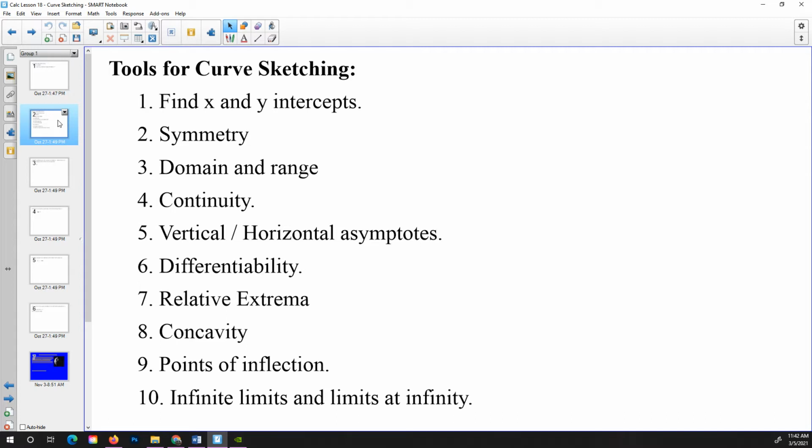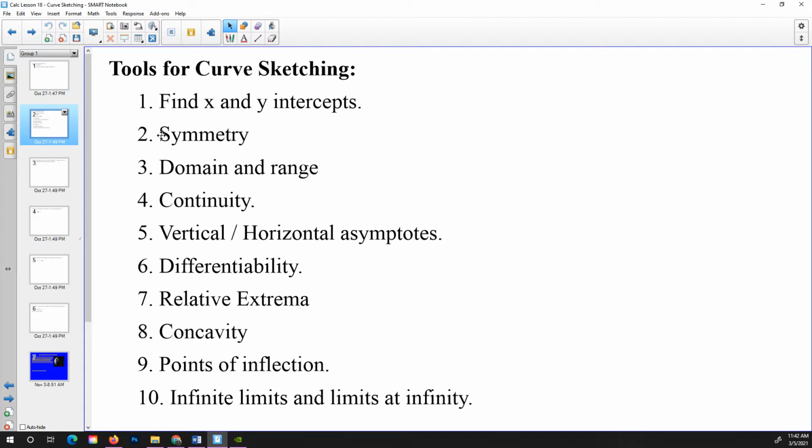limits at infinity. All of these tools are going to help us sketch graphs, and we're going to follow them 1 through 10 in general. Sometimes we'll skip around if something doesn't apply, or it's a little bit easier to get to an answer if we skip that. But let's take a look.